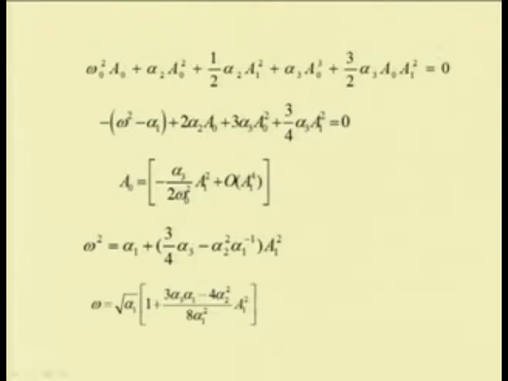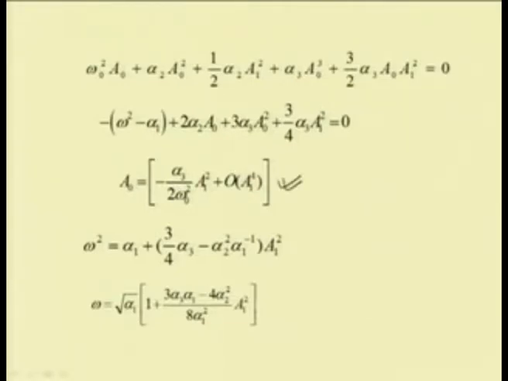From this, we can write a 0 equal to minus alpha 2 by 2 omega 0 square, into a 1 square, plus order of a 1 fourth. And from this expression, we can write omega square equal to alpha 1 plus 3 by 4 alpha 3 minus, after substituting this a 0 value, alpha 2 square by alpha 1 into a 1 square.